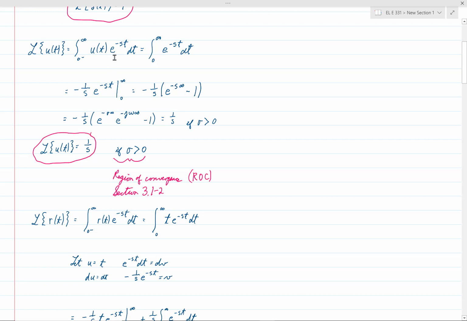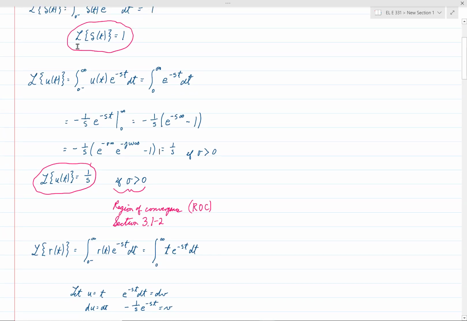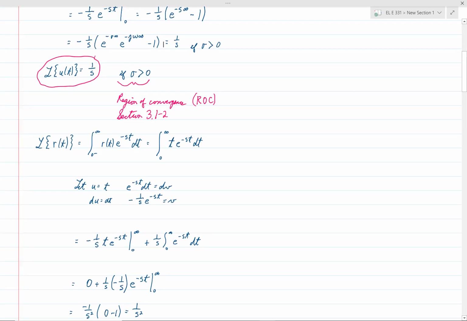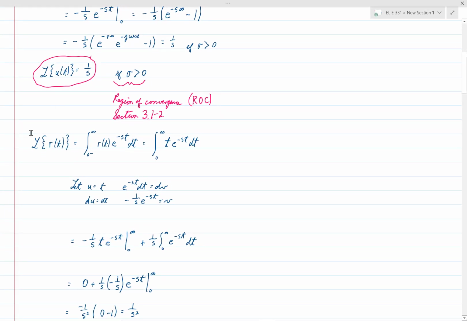Okay, so we've looked so far at the Laplace transform of the delta function and the Laplace transform of u of t. Both of those, of course, are singularity functions. Here's the Laplace transform of delta t. Here's the Laplace transform of u of t. So why don't we think about another singularity function, r of t? The Laplace transform of r of t, plugging it into the definition for the Laplace transform, we get this.